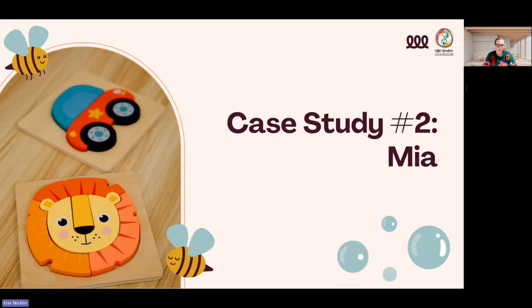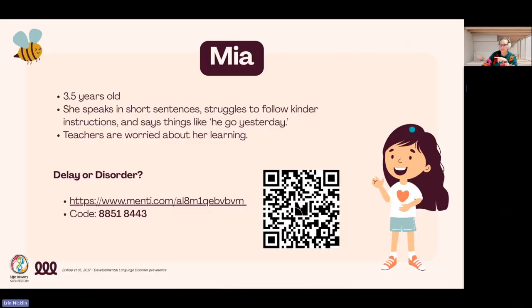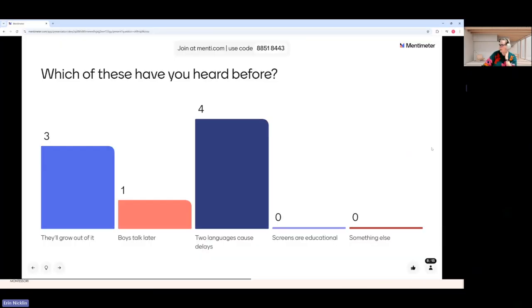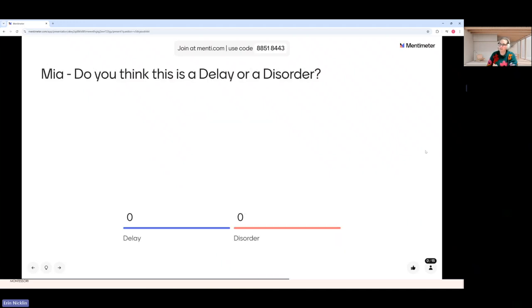So let's have a look at our second case study, Mia. So Mia is 3.5 years old. She speaks in short sentences. She struggles to follow her kinder instructions. She says things like, "He go yesterday," and teachers are worried about her learning. So I'm going to pull that up again. Let's see if we can identify whether this is a delay or a disorder.